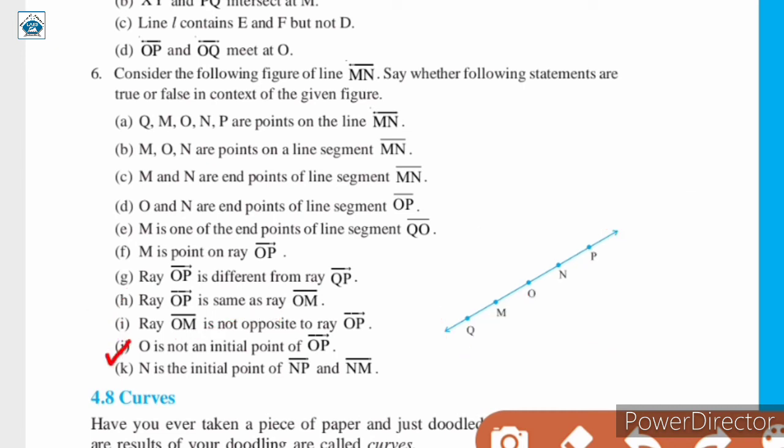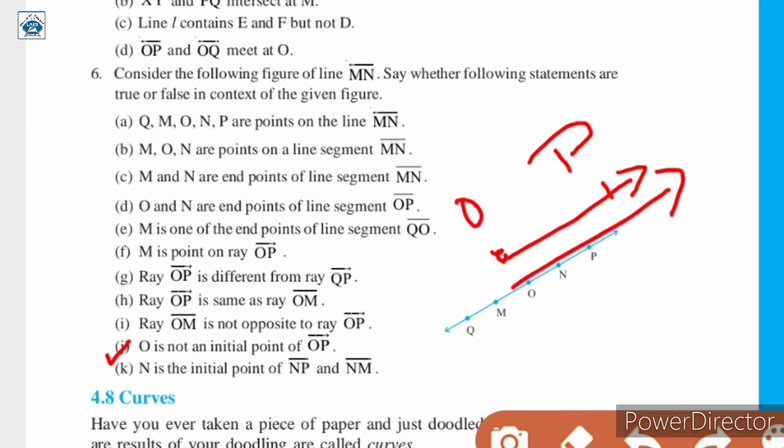Next, O is not an initial point of ray OP. Here we have ray OP and just like I explained, the initial point, that is the starting point of this ray is O and it goes in this direction. So here the statement is false because O is the initial point of ray OP. So this statement is false.